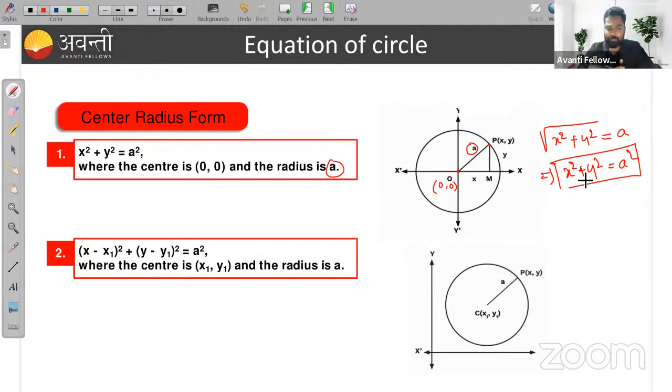Is that clear to everyone, guys? Let me know in the chat box. So this is the case when the center is at origin.